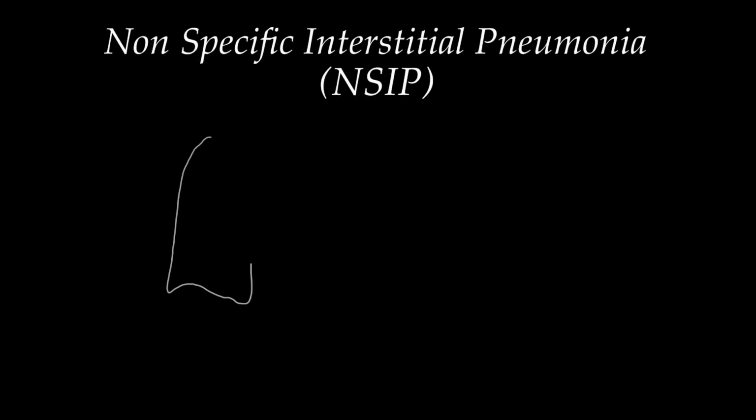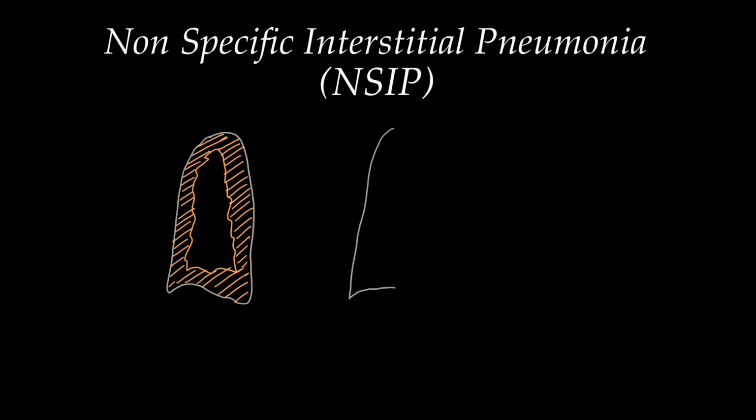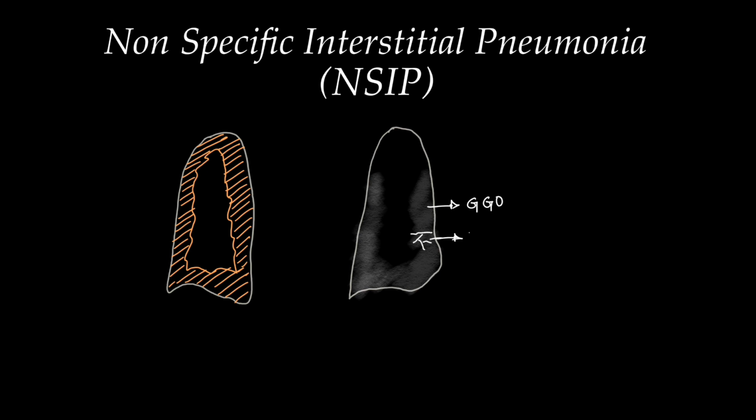Moving on to non-specific interstitial pneumonia, the gradient here is central sparing with peripheral opacities, but there will be immediate subpleural sparing. More commonly, we see ground glass opacities, reticular opacities, and micronodules in this.